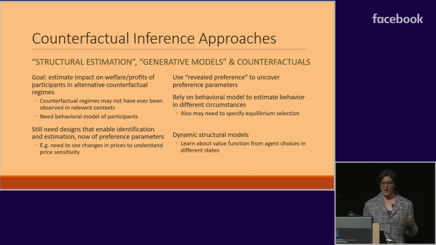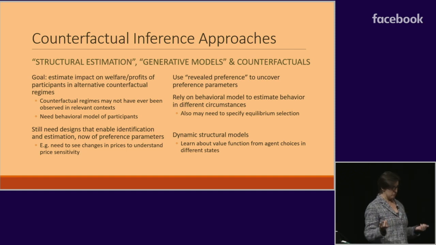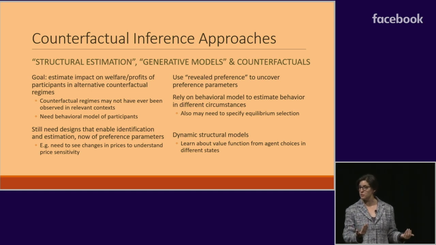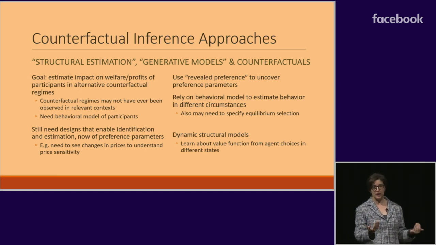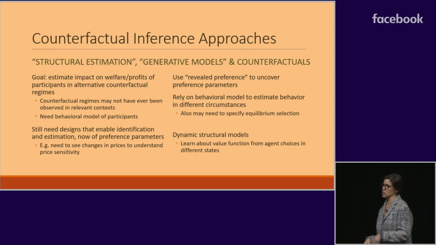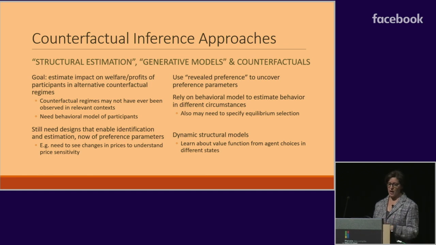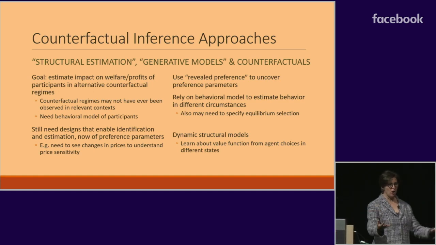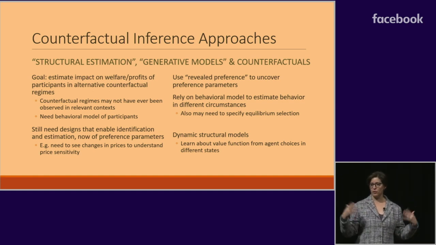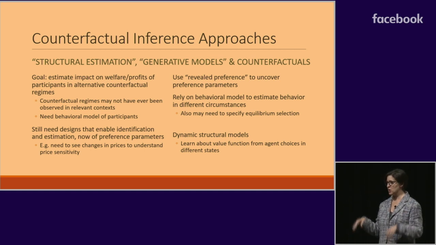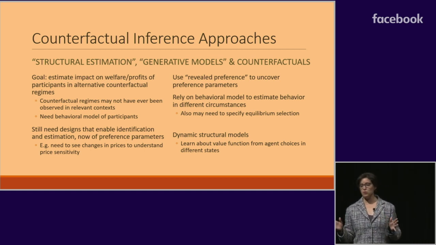Of course, we still need designs that enable identification and estimation. So for example, if I want to learn about people's responsiveness to price changes, I still need there to have been price changes in my historical data. And I still need the right kind of variation, say quasi-random variation in the data. But I'm going to go farther with these models. I'm going to rely on the behavioral model to estimate what you would do in different circumstances. If I suppose I watch you go to the supermarket over 18 months, which I do in some of my papers, over time, I'm going to learn how you feel about prices.